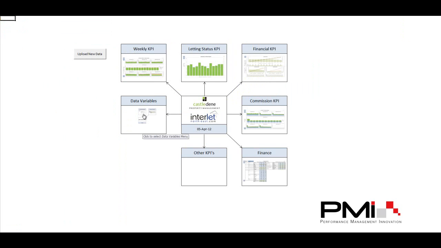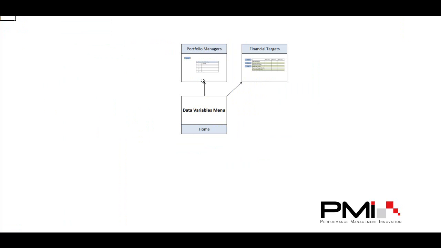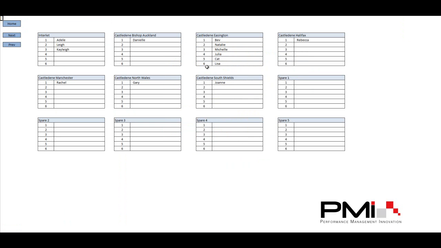The data variables sheet is a sheet which shows the portfolio managers and the financial targets, just for, again, informational purposes only. If you need to add any portfolio managers or make any changes here, make them at the branch level, not here, and it will upload to here next time you refresh your data when you open it up.